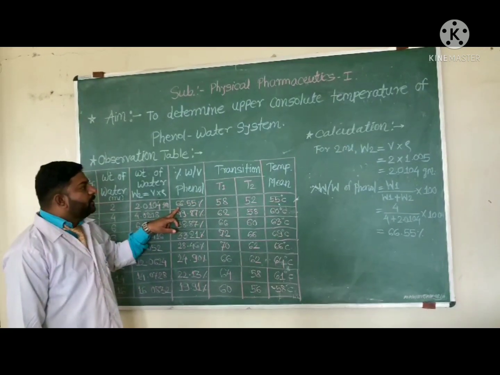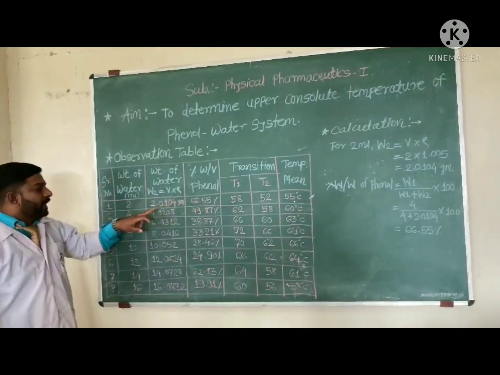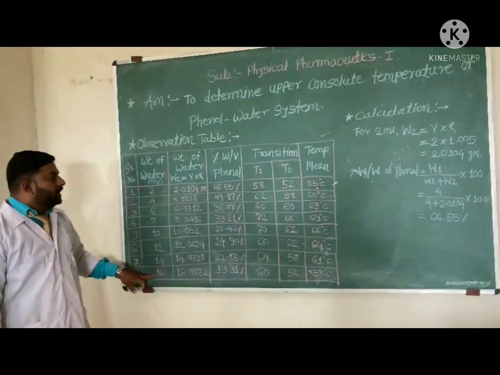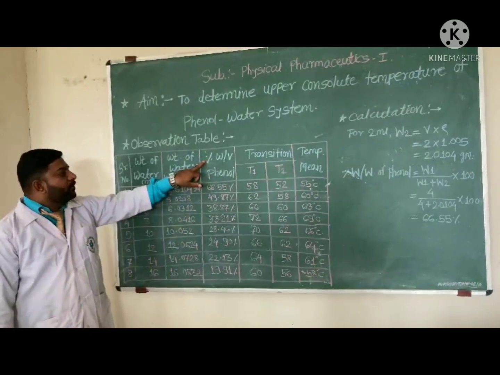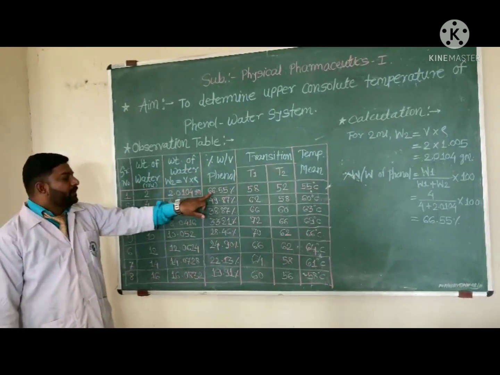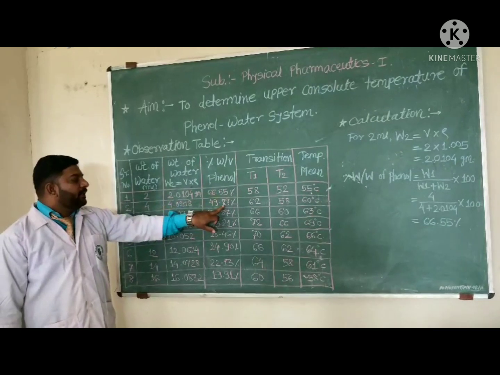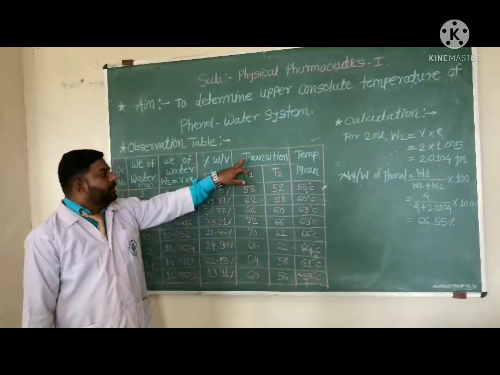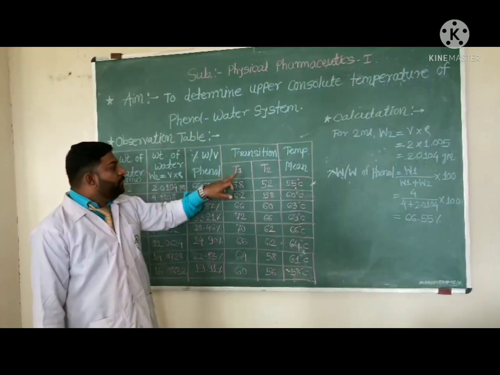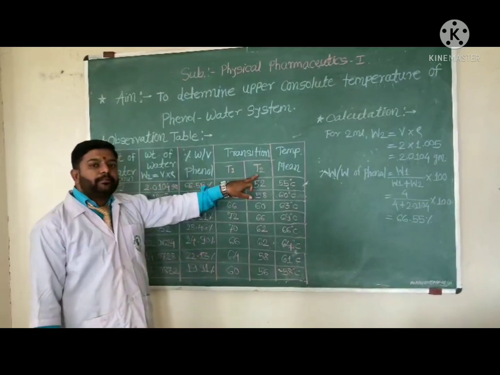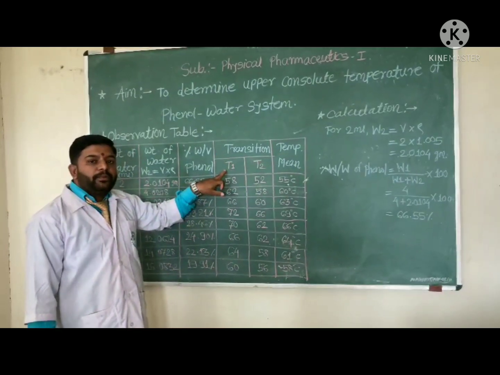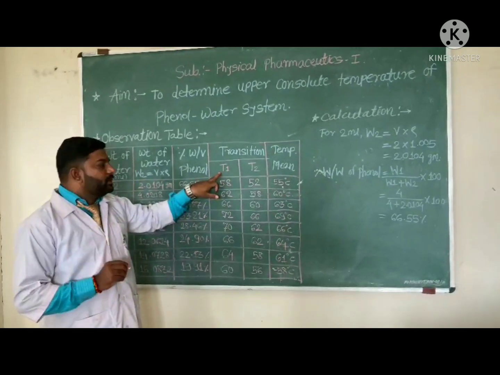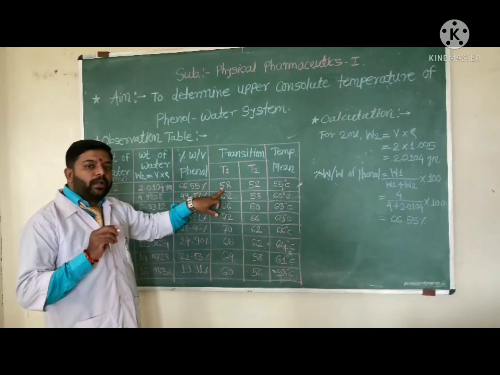For each reading we can do the same calculation for 4 ml, 6 ml, 8 ml, 10 ml, 12 ml, 14 ml, 16 ml. We get these different values of percent weight by weight of phenol: 66.55%, 49.87%, and the last 90.91%. Then here is the column of transition temperature. We have taken T1 and T2 temperatures. The first temperature T1 is when we add phenol in water and heat in a water bath, we get a clear solution. This temperature we have measured is called T1.